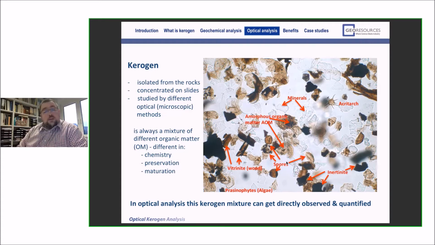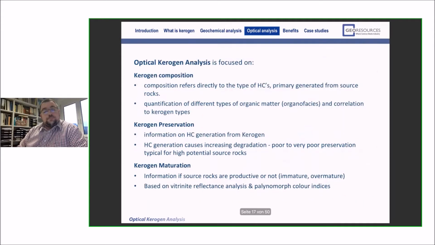So how does this look like? We have 3 directions we work on. The first is kerogen composition. The kerogen composition refers directly to the type of hydrocarbons which are primarily generated from the source rocks. And the composition, we quantify the different types of organic matter, organofacies, and correlate this into kerogen types.